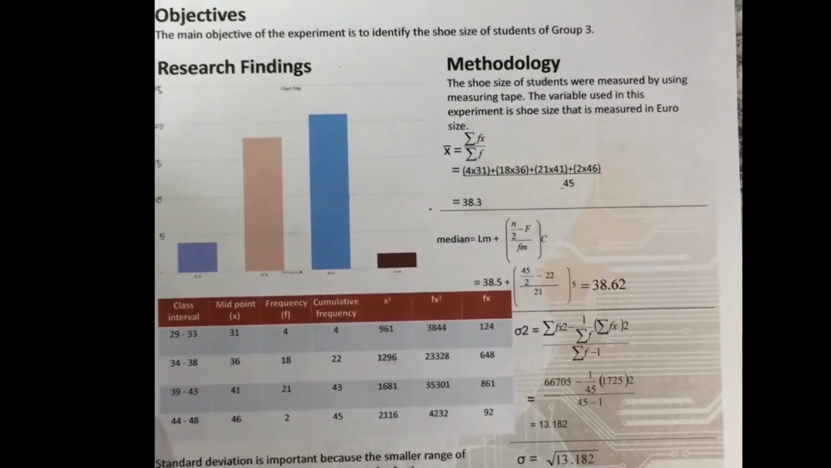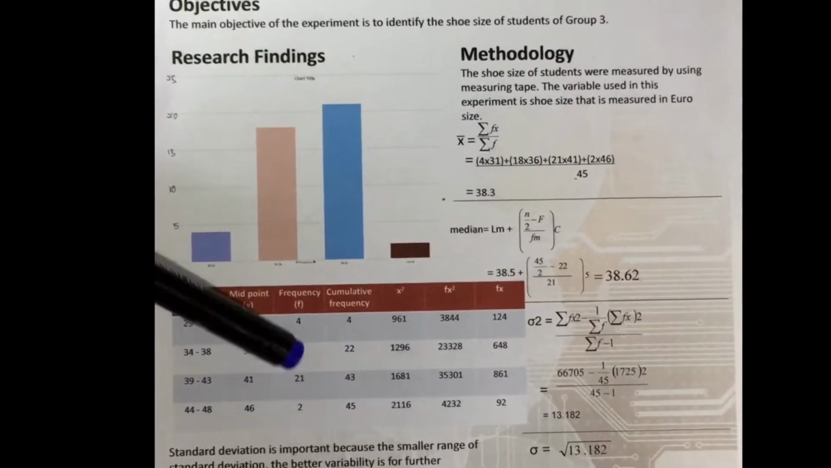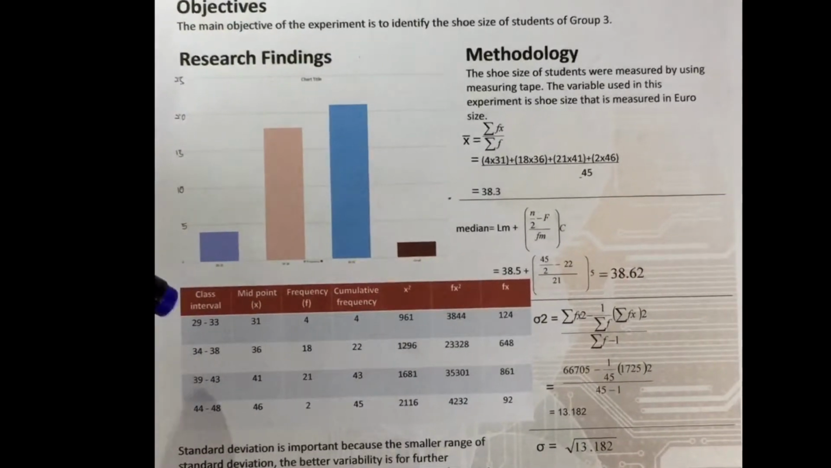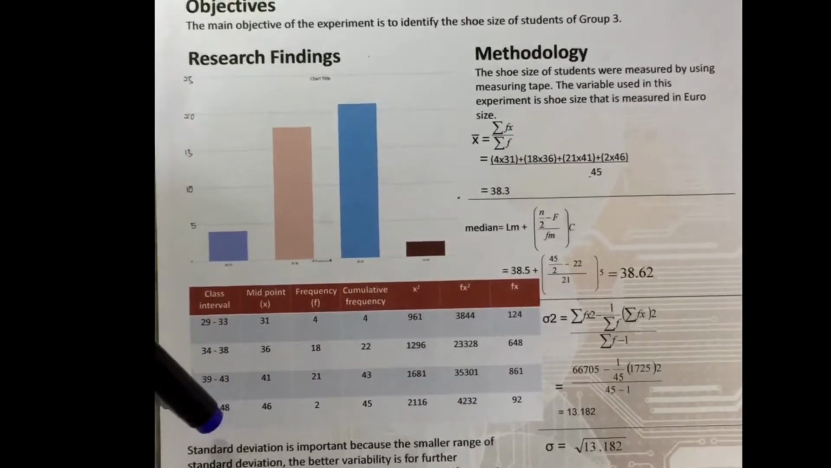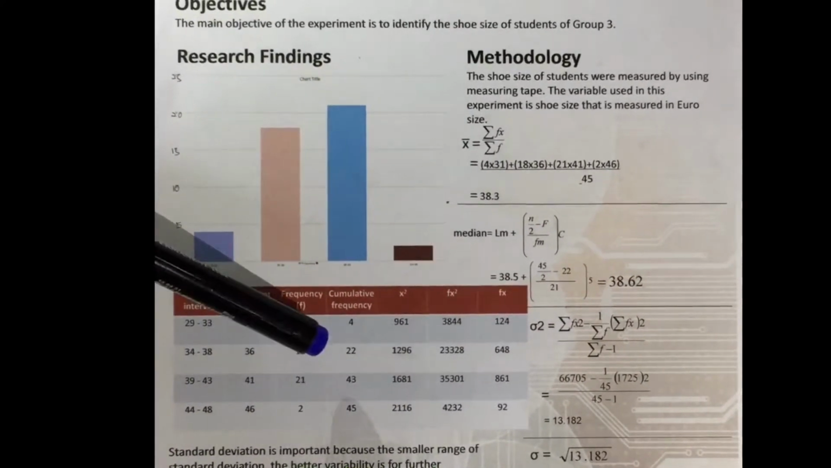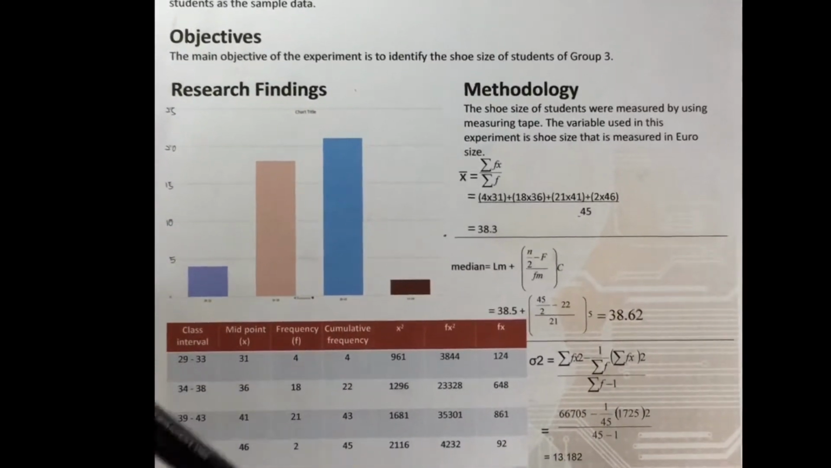For class interval 39 to 43 with midpoint 41, the frequency is 21, and that makes the cumulative frequency 43. And the class interval 44 to 48 with midpoint 46, the frequency is 2, and the cumulative frequency is 45, which is the total students of group 3.